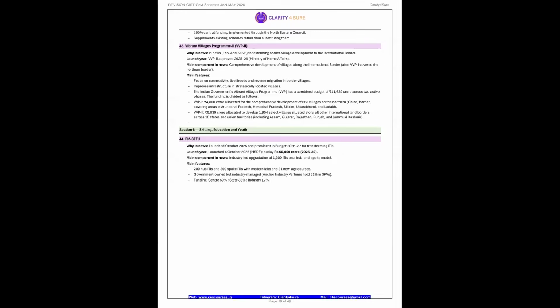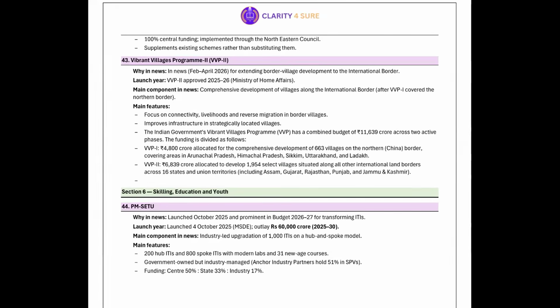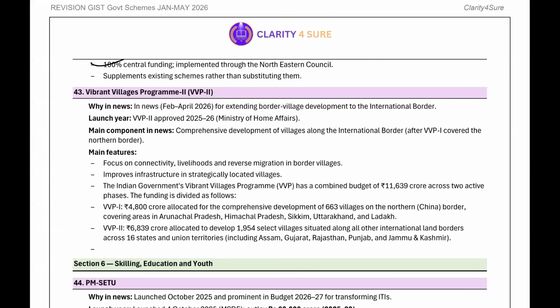Now, 43rd scheme. Here I have written it down, it is 100% central funding, you should understand. The 43rd scheme is about the Vibrant Villages Programme 2. Which ministry will be coming under it? Vibrant Villages Programme 2, that is VVP 2. Very good, the Ministry of Home Affairs comes under it. So please note it down.